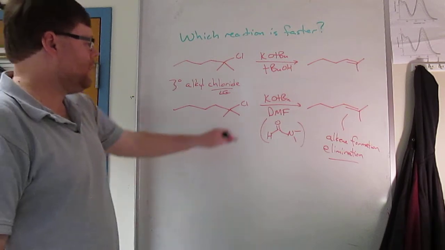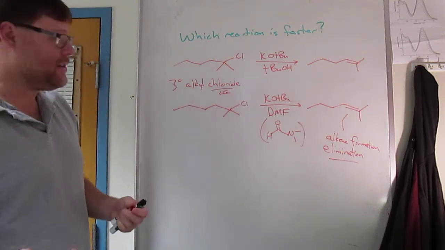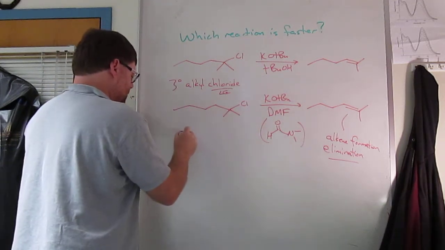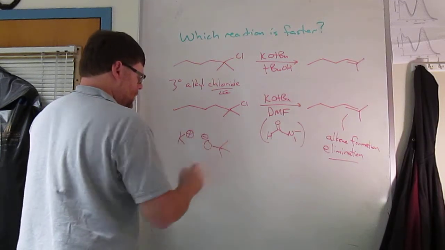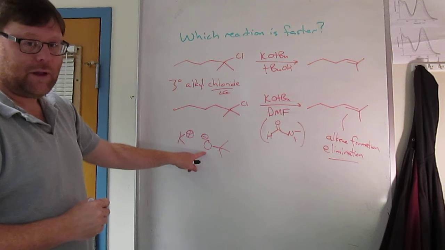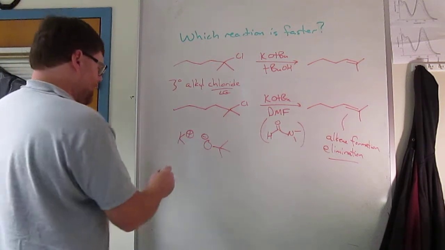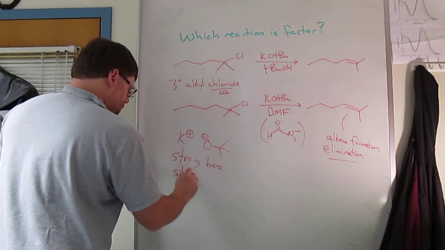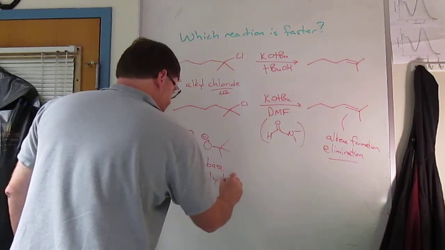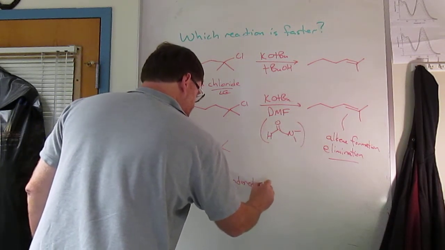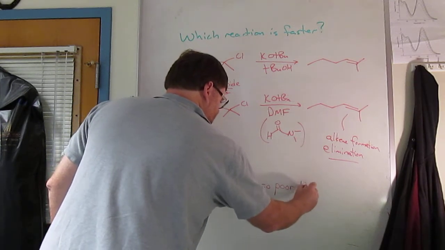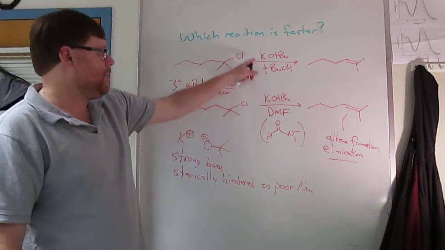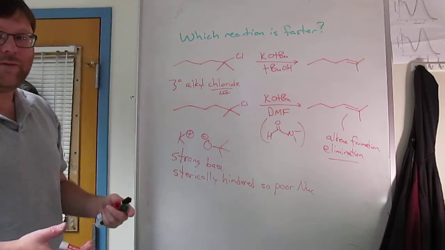Same starting material. What is the base? If it's an elimination reaction, there has to be a base. DMF, T-butanol, potassium T-butoxide. So again, potassium T-butoxide is this guy. Strong base, localized negative charge on the oxygen, sterically hindered. All right, it's sterically hindered, so it's a poor nucleophile. You already know we're doing an elimination reaction, but potassium T-butoxide would have let you predict that we're doing an elimination reaction. The base is the same then in both cases. Potassium T-butoxide is the strongest base on the board.